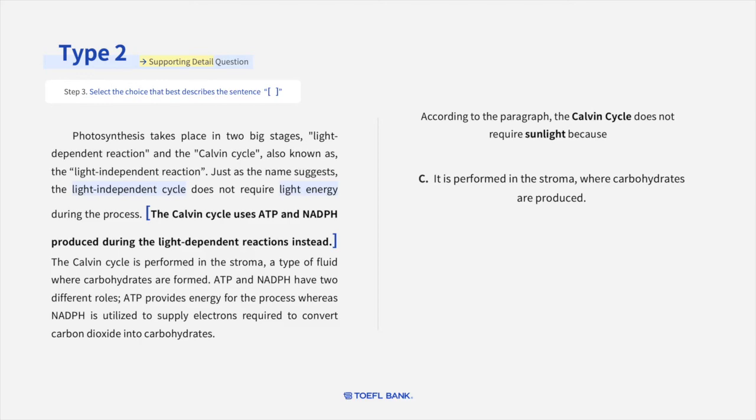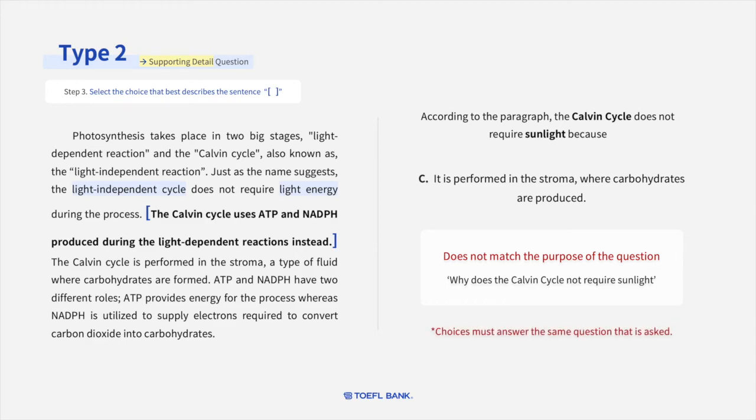C: It is performed in the stroma where carbohydrates are produced. It is a fact that the Calvin cycle is performed in the stroma where carbohydrates are produced. But what the question is asking for is why the Calvin cycle does not require sunlight. If the question was asking where the Calvin cycle is performed, C would be the correct answer. Don't forget that the choices must answer the same question that is being asked.